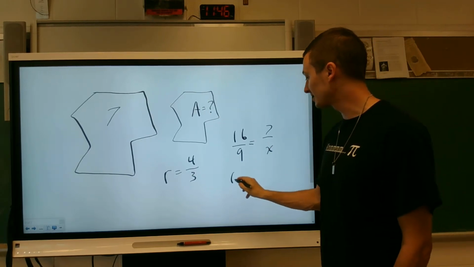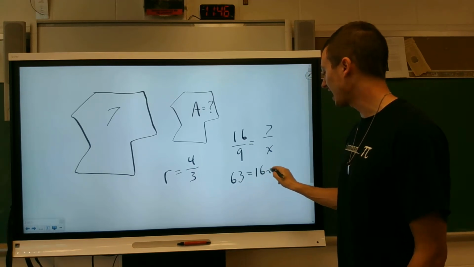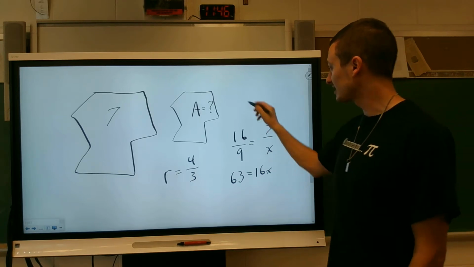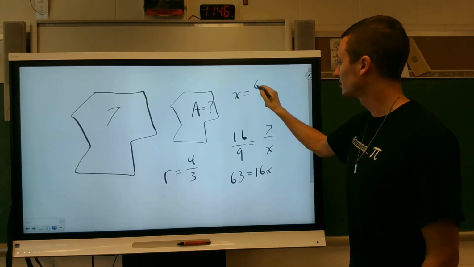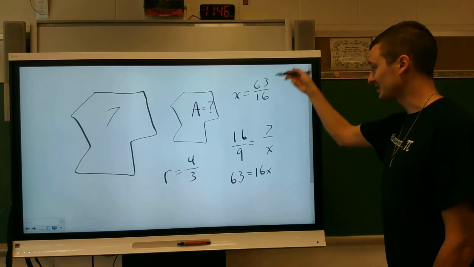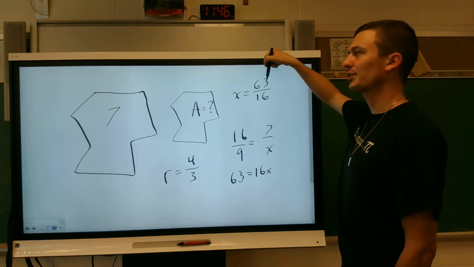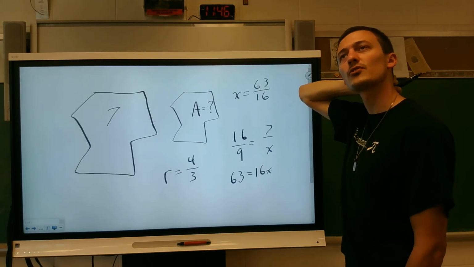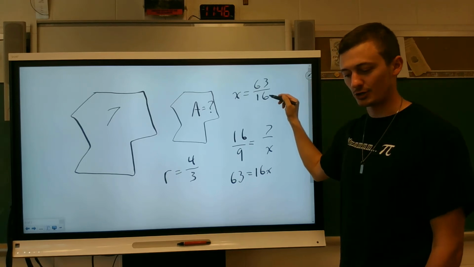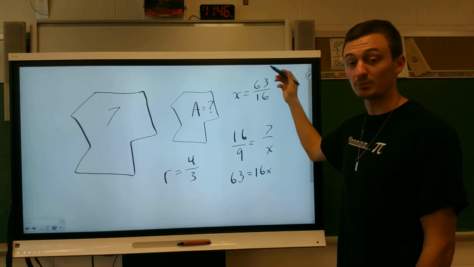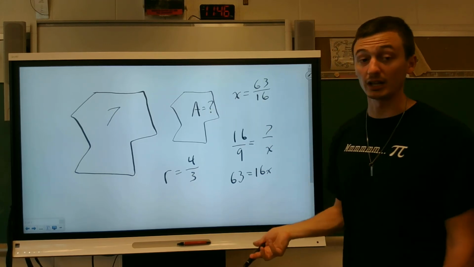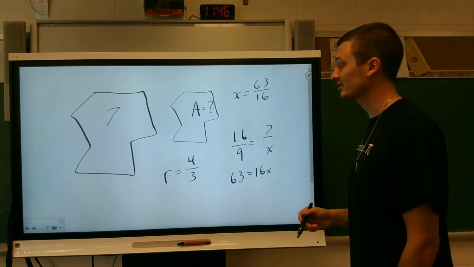7 times 9 is 63 equals 16x. Dividing both sides by 16, I can see that x is 63/16. Not pretty, but it's true. And 63 is 21 times 3, which is 7 times 3 times 3. 16 is 2 times 2 times 2 times 2. These are relatively prime. This cannot be reduced. So the area of this polygon is 63/16.